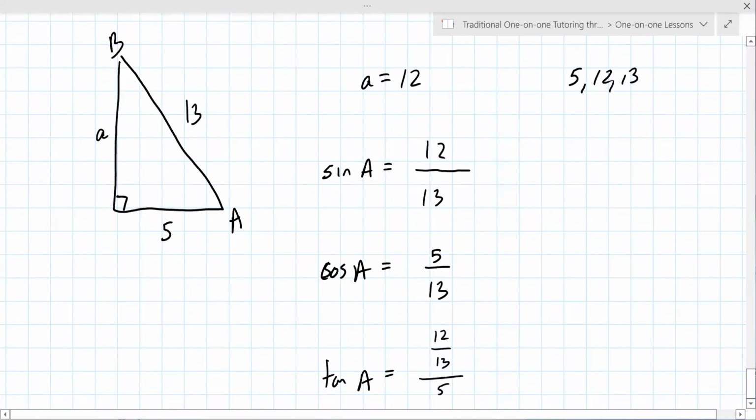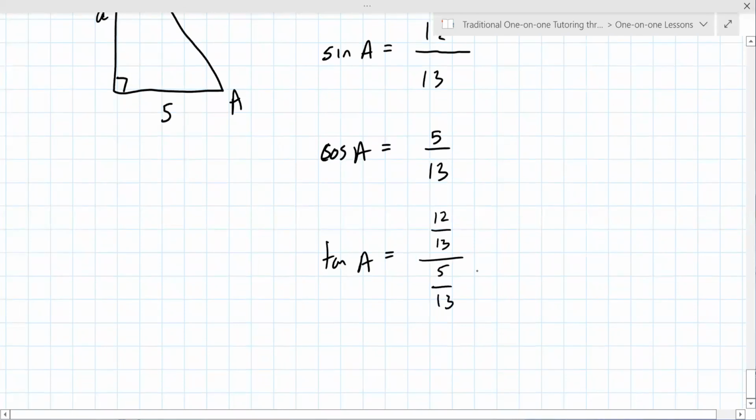So if I write 12 over 13 over 5 over 13, and then you cancel the bottoms because you're allowed to do that, you get 12 over 5. Right. That's consistent with what you just said.